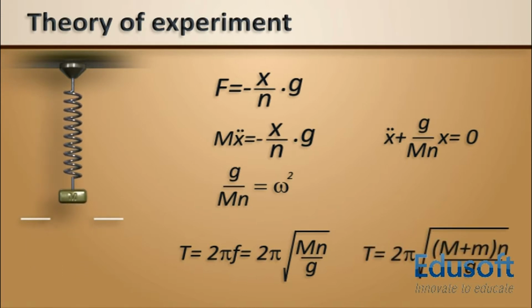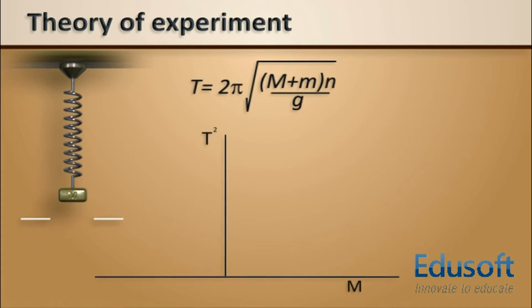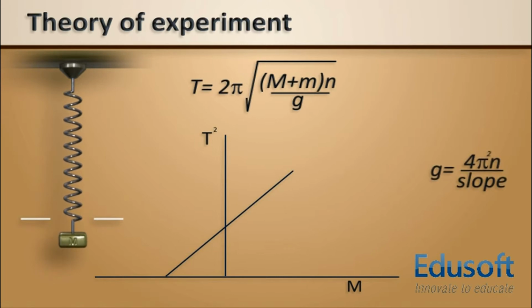If a graph of T squared against m is drawn, a straight line is obtained from which the acceleration due to gravity and the effective mass of the spring can be found as mentioned before, where g equals 4 pi squared n divided by the slope, and the intercept on the axis of m gives the effective mass of the spring.